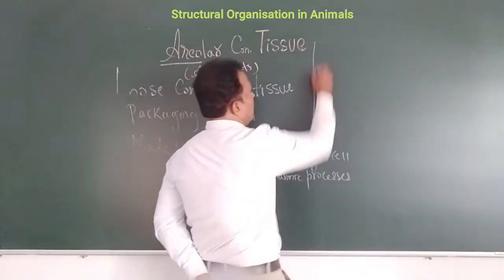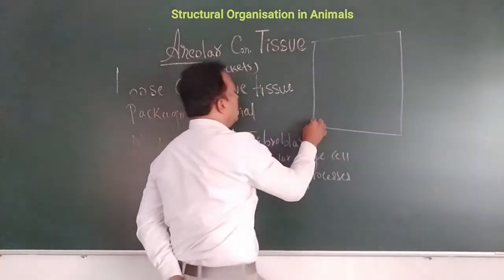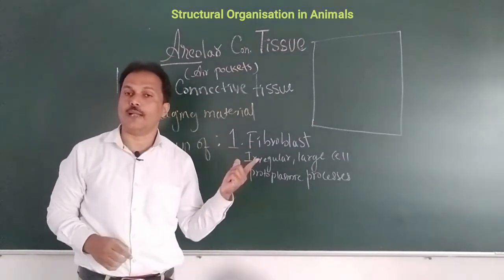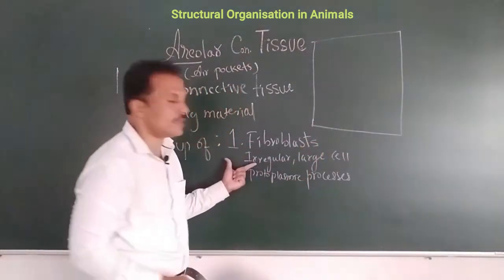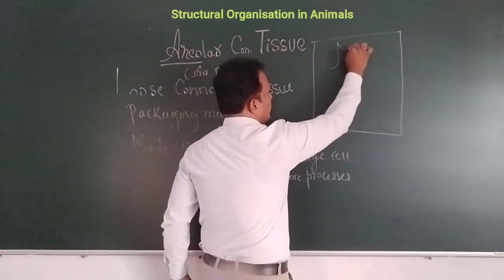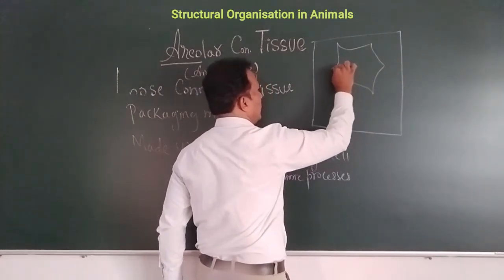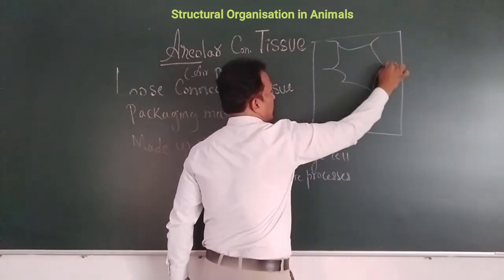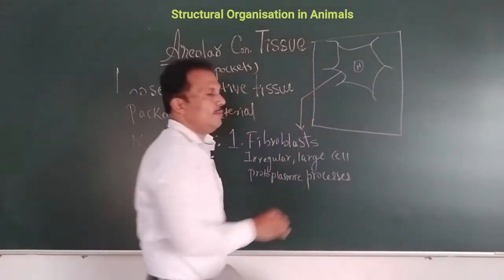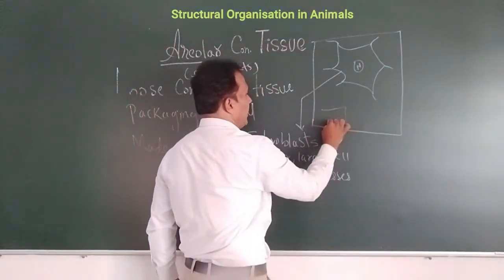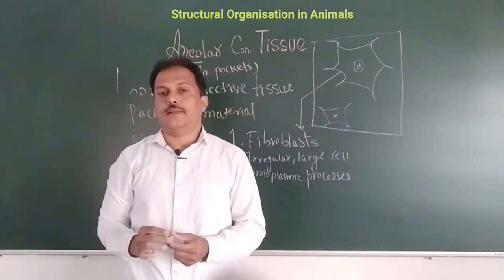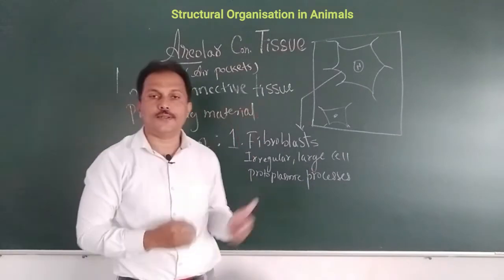If we just have a look, this is the diagram of the areolar connective tissue. The very first thing present is the fibroblasts. What is a fibroblast? Again I repeat, these are irregular large cells with protoplasmic processes. These are the protoplasmic processes, this is the large cell, this is the nucleus, and this is the fibroblast. Here you will find one more fibroblast, with its protoplasmic processes. What is the function of this fibroblast inside this tissue?